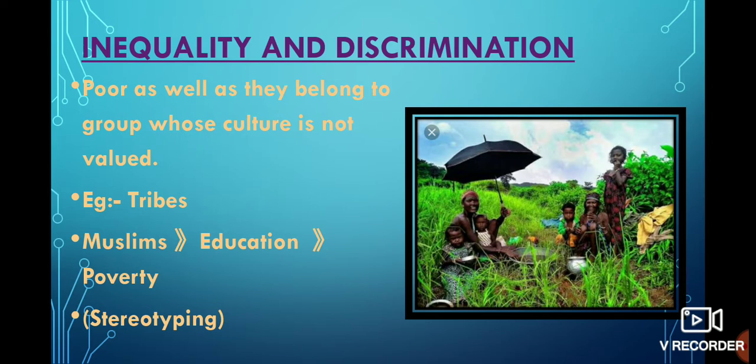Okay, now one more example, a stereotype. If you remember what a stereotype is, we are creating a fixed image in our mind about a group of people. Now, a common stereotype about Muslims is that they are not interested in educating girls. People think that Muslim people are not interested in educating their girls and therefore do not send the girls to school. This example is given in your book also.